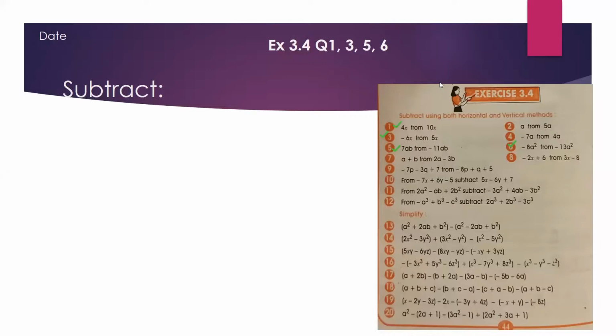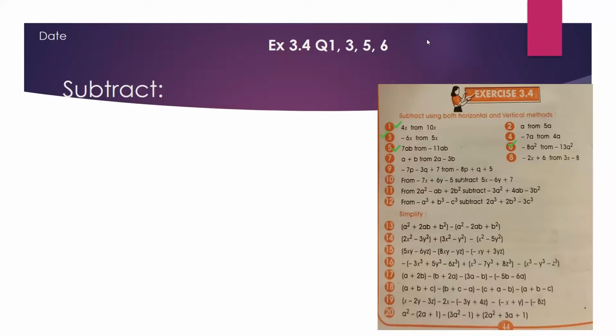Okay, Meeram is saying that she has done question number 1. Okay, Meeram. One second, Meeram. Meeram, show me your copy right now.